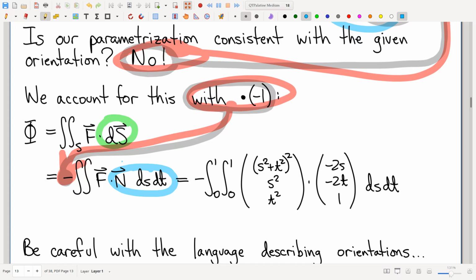Capital N dS dt. Well, this capital N comes from the parameterization. It's never heard of the given orientation of the surface, right? So this is where we're making that switch. This is where, therefore, the fact that we got it wrong matters. So this is where you have to insert that minus sign.